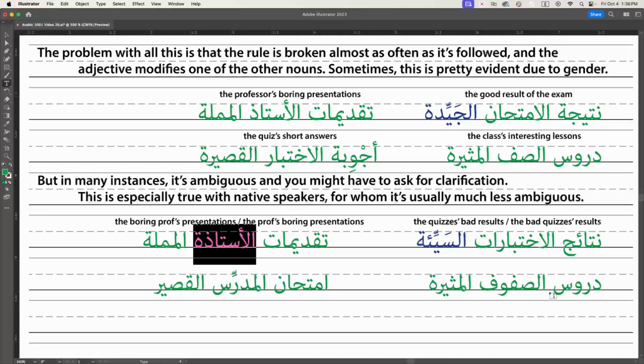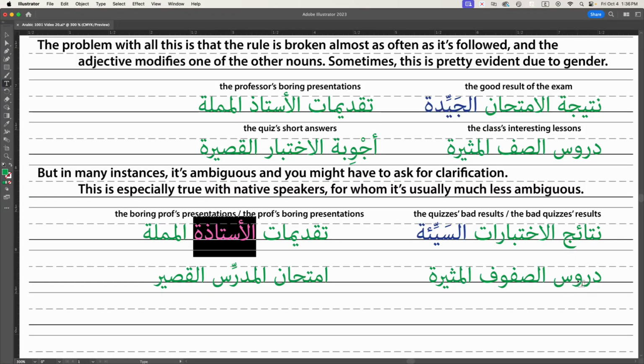Some more examples here. Durus as-sufuf al-muthira. The lessons, the classes, the interesting. So the rule tells us that it should be the classes that are interesting, not the lessons. But a native speaker could just as easily be referring to the lessons in this matter. All three words are feminine singular here, the first two because they're non-human plural, and the last one because of ta marbuta. They're also all definite, the last two because of alif lam, and the first one because of the idafa. So is it the interesting lessons of the classes, or is it the interesting classes' lessons? And again, this is where you might have to ask for clarification, because grammatically it's ambiguous.